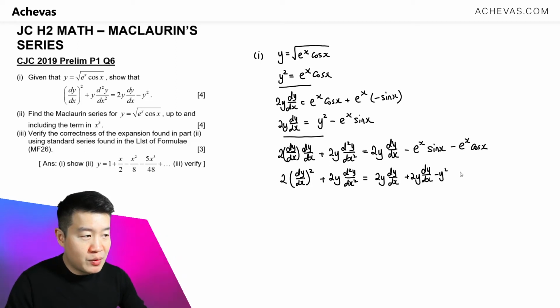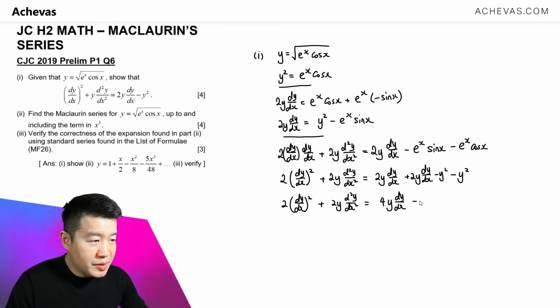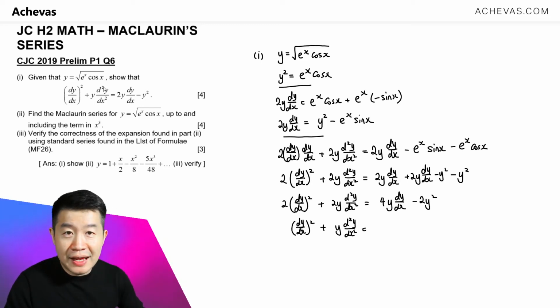As for this, I'm going to do the same replacement. So minus y square. And we have a 2. Then this is dy dx square. Then plus 2y d square y dx square is equal to this plus this is 4y dy dx. And we have this, it will be minus 2y squared. And now we can divide the entire equation by 2. I'll do that. So we have this, which is the same as this now. Then plus y d square y dx square, which is the same as the second term here.